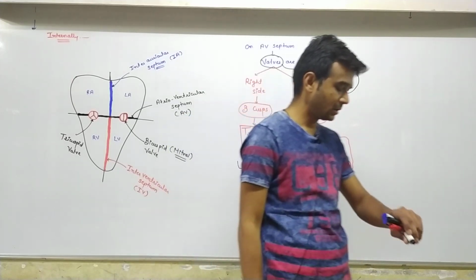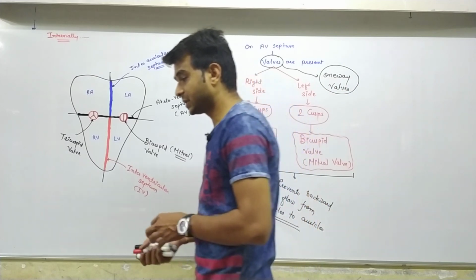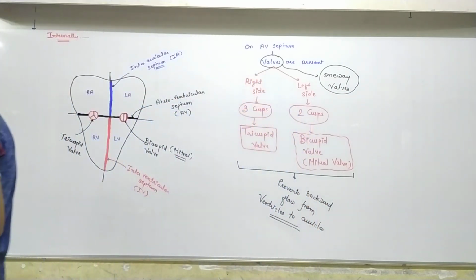Sometimes a problem is created here. Valvular problems are also there. Sometimes a valve is not functioning properly. As a result, the amount of blood and the blood pressure are altered, and related problems are created. So this is the internal structure of the heart. I can stop here now. Thank you very much to all.